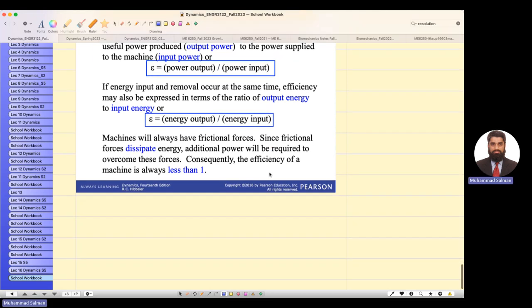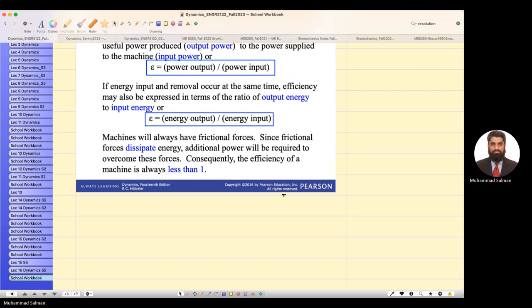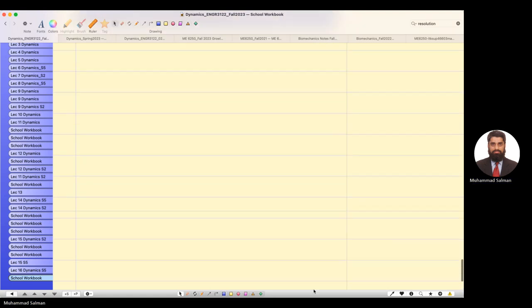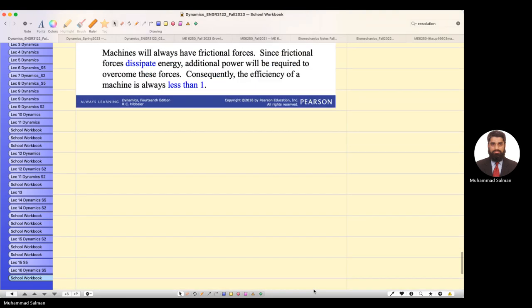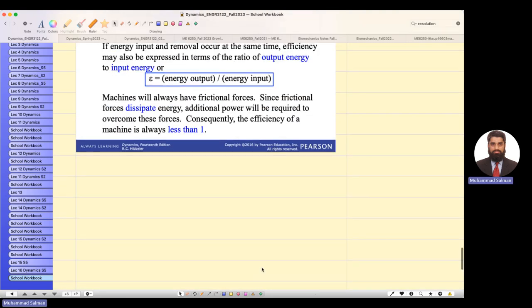And why is it always low? Because some energy goes into dissipation, for example friction losses, heat losses, sound losses, chemical and some other losses. So we have friction losses. Have you understood the concept of efficiency?